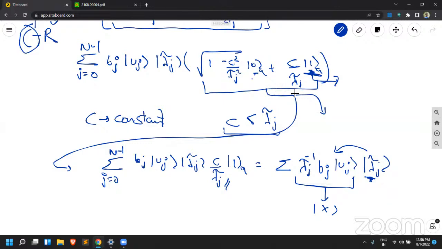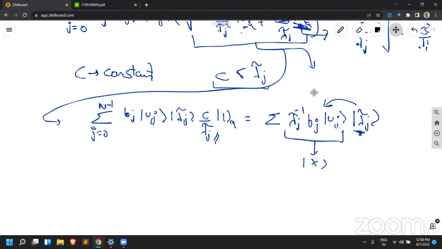So in order to increase the probability of getting one, we have this C. So if we choose the value of C such that C by lambda j is very high compared to the square root of 1 minus C square by lambda j square, then we'll have more probability of getting 1, and we won't need to repeat the execution of the circuit. So that is the reason why we have this C.